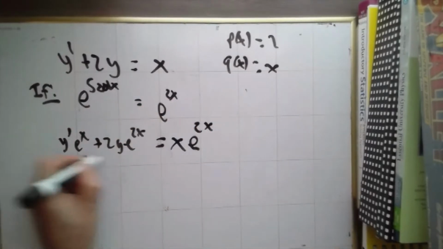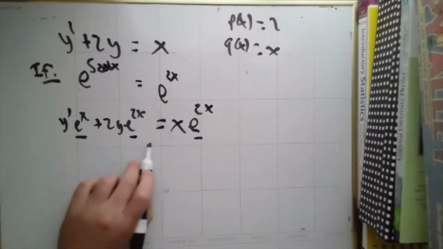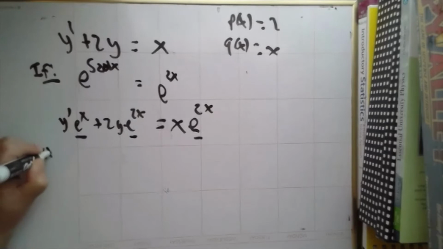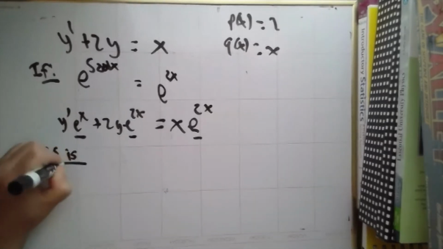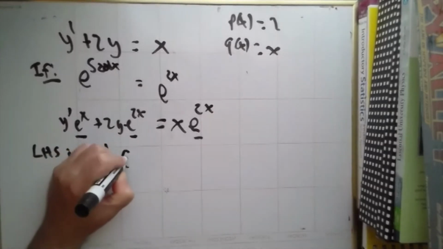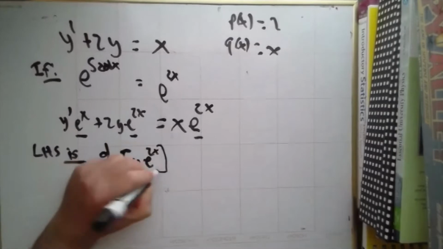So look here, I multiplied everything by that. Now the whole point of this, what's cool about this, why this works, is the left-hand side is now the product rule of y times the integrating factor. The left-hand side is the derivative with respect to x of y times e to the 2x.